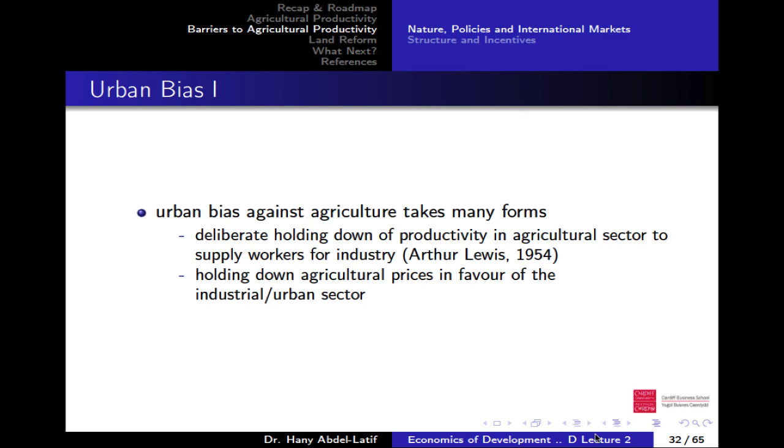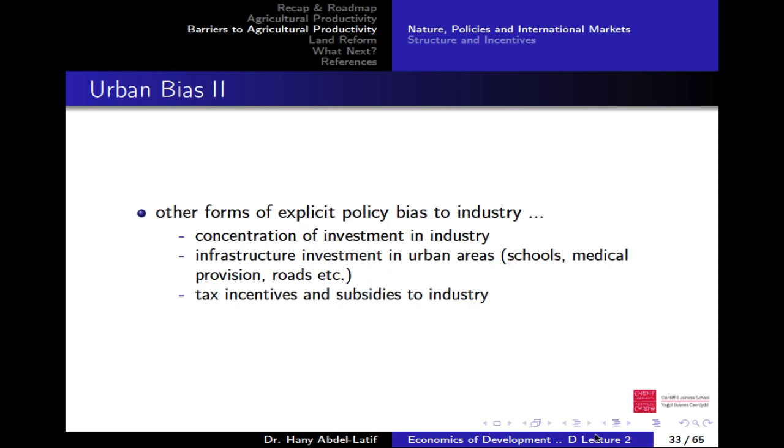So we already discussed this in the context of the Arthur Lewis model also. There's a reason, because we want to absorb the surplus of labor that comes from agriculture and transfer it to the industrial sector, etc. So again, we already discussed these two points. But what is more? Urban bias is not only about what Arthur Lewis said or about keeping the prices low. There are other policies that actually do the same.